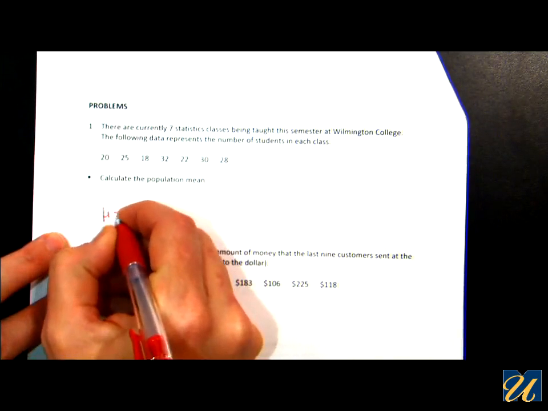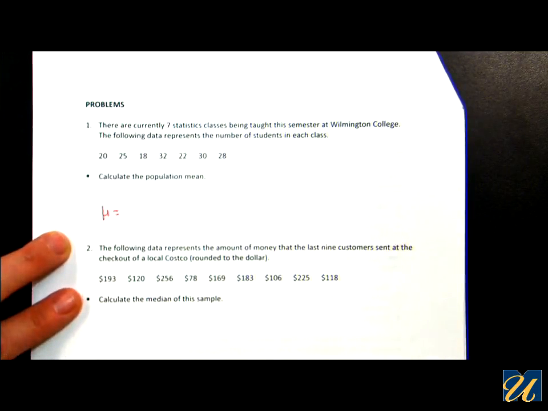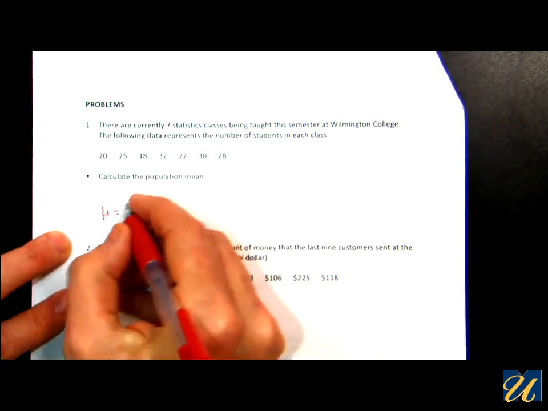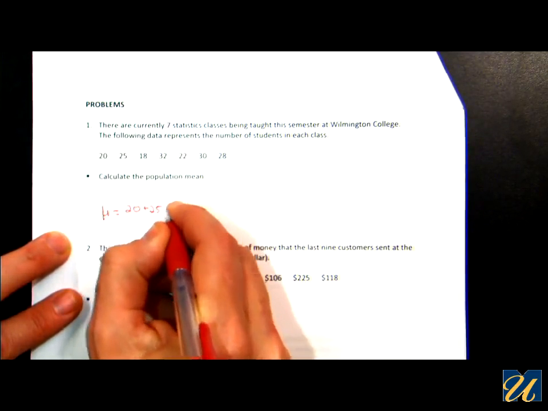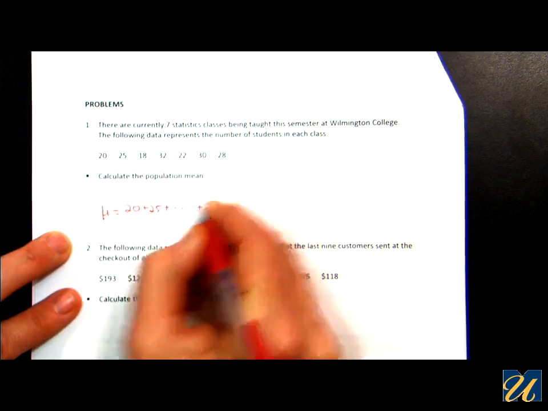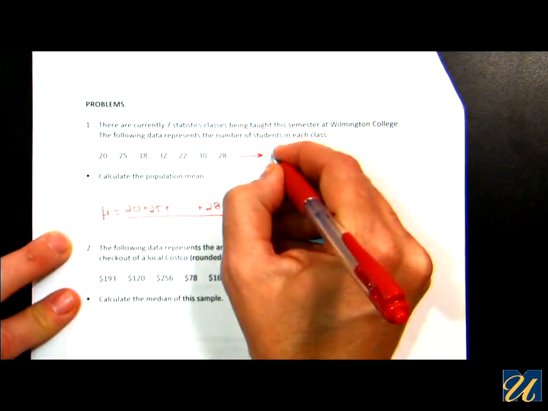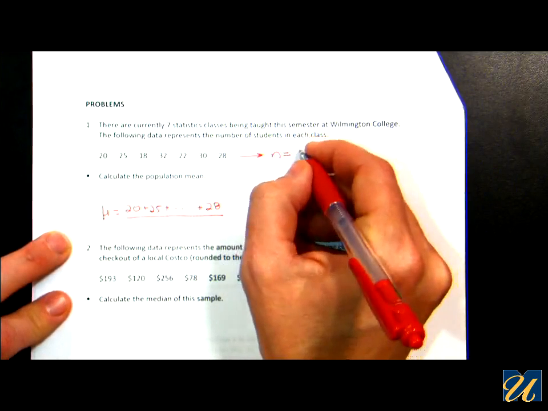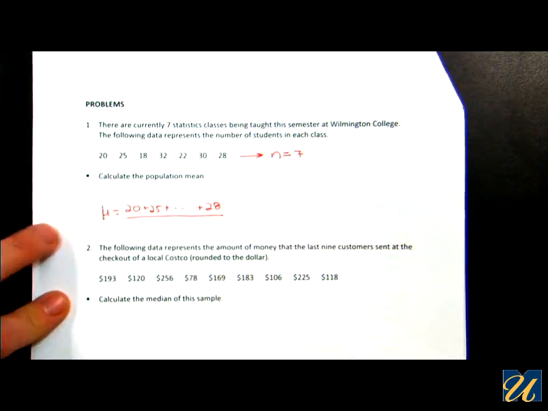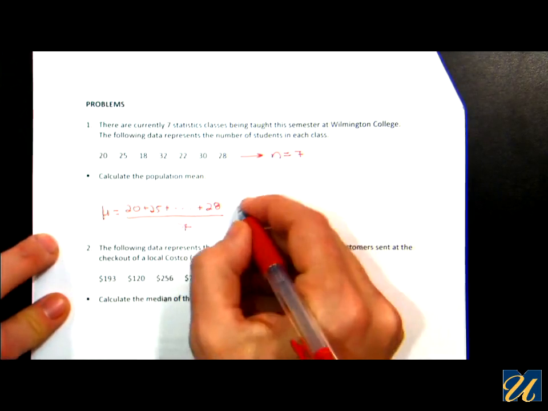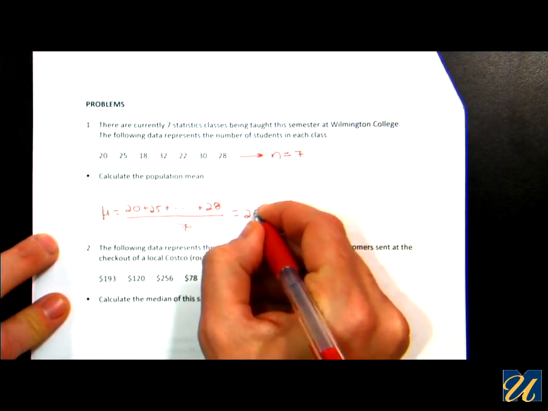There are currently 7 statistics classes being taught this semester at Wilmington College. The following data represents the number of students in each class. Calculate the population mean. The population mean, mu, would be equal to what? The summation of all the entries over the total number of entries that we have. So you would do 20 plus 25 plus, we take into account all the entries, and we divide it by the number of entries, by N. N in this case would be equal to 7. And since this is a population, it would be a capital N. Your population mean would be 25.